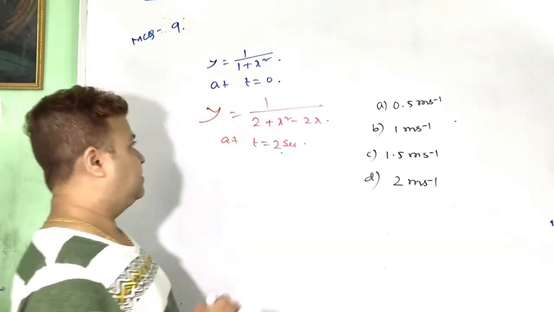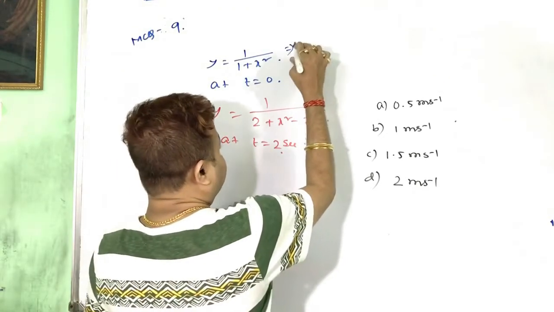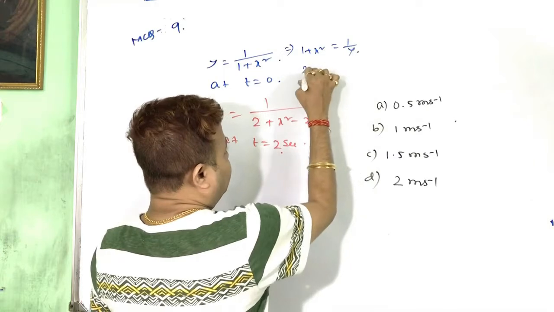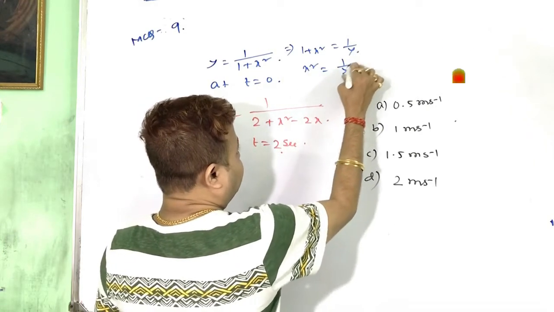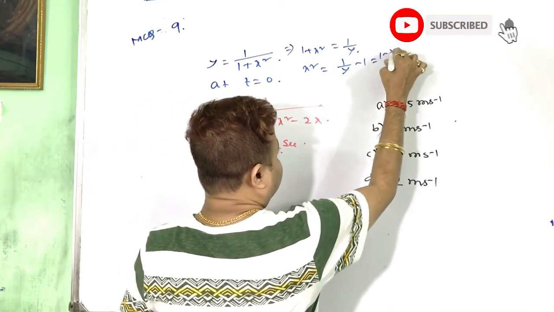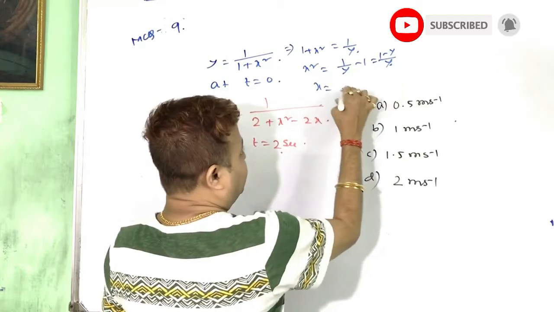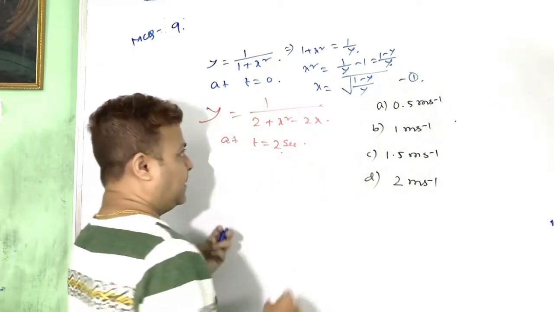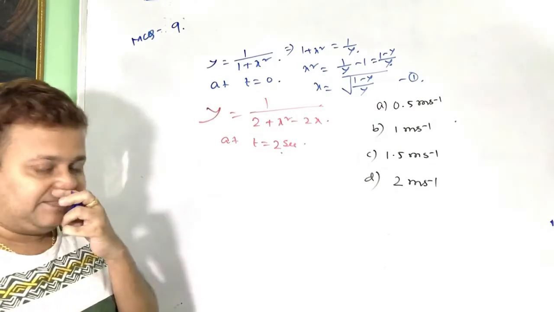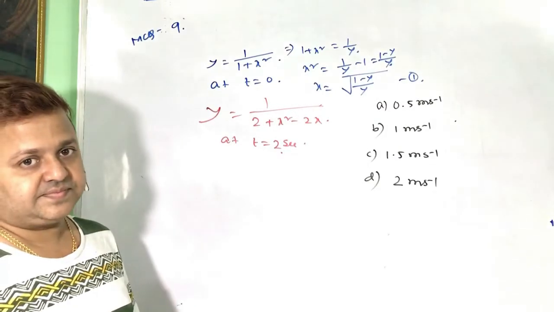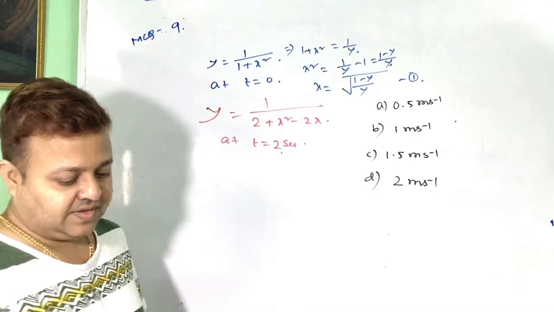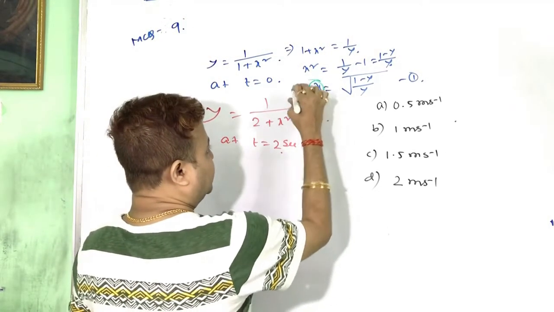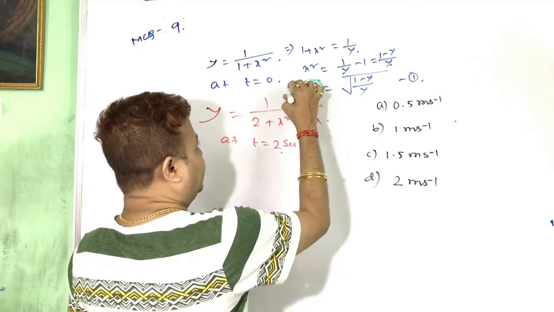এখান থেকে একটু দেখো x টা কত আসছে. 1 plus x square equal to 1 by y, or x square equal to 1 by y minus 1, or x equal to under root of 1 minus y by y. এটা x পেয়ে গেলাম, that means this is x1, মানে initial position, x1 at t equal to 0.